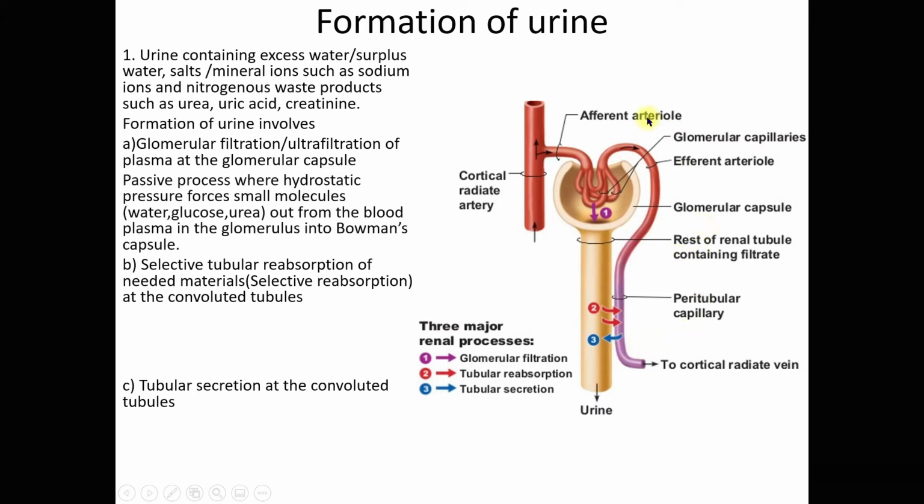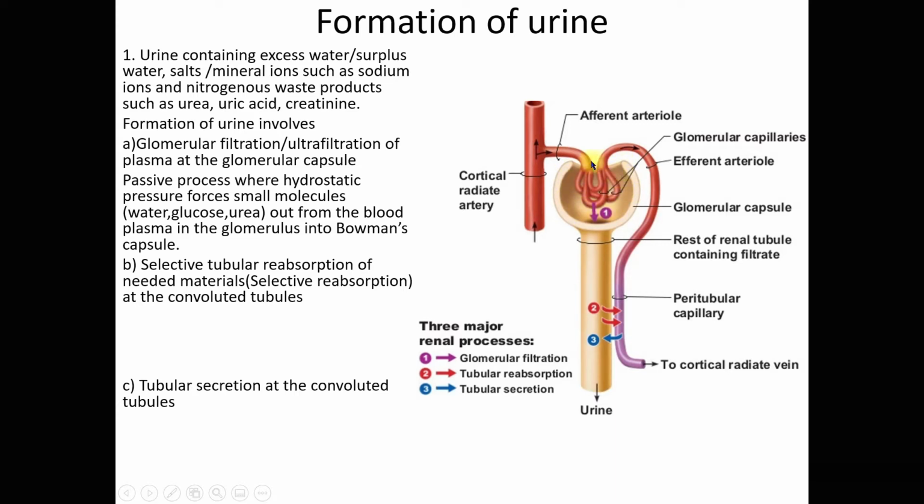Now this ultrafiltration of plasma is a passive process, where hydrostatic pressure from the afferent arteriole will force small molecules like water, glucose, and urea out from the blood plasma in the glomerular capillaries into the Bowman's capsule.